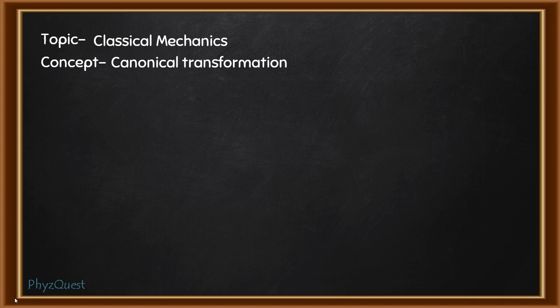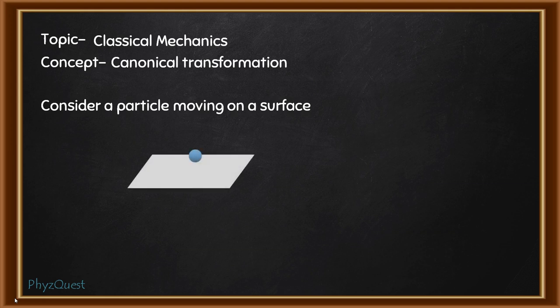Just consider a simple example. Consider a particle moving on a surface, any kind of surface. Suppose you need to define the position of the particle. How do you define the position of the particle? You can express the position in terms of Cartesian coordinates x, y. Now, there is another way as well. You can also use plane polar coordinates r and theta to describe the same thing.